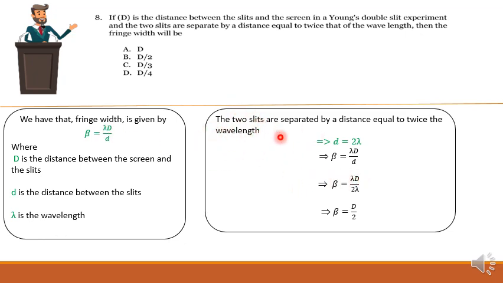We just want to have the expression for the fringe width. When the lambdas cancel, we are left with the fringe width, which is capital D divided by 2. So we have option B as our correct answer. Option B is correct.